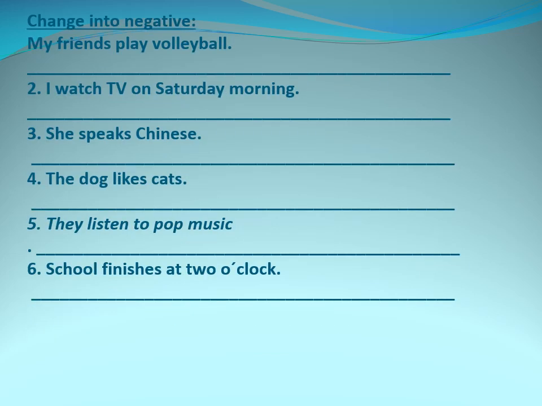Okay, here we'll change into negative. As we said before, to change into negative, we put not. Okay. My friends play volleyball. What is the verb here? It's play. Do I have s? No, I don't have s. So when I have play only like this without a helping verb and I don't have s, I put don't play. This is the negative. So the negative is going to be my friends don't play volleyball.